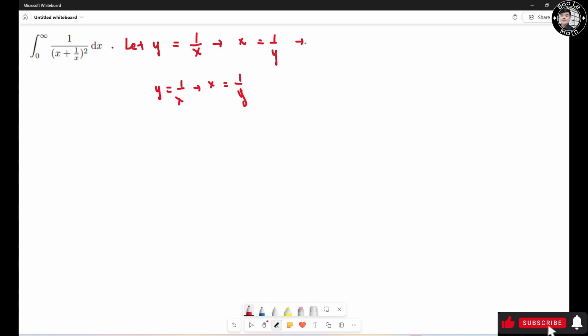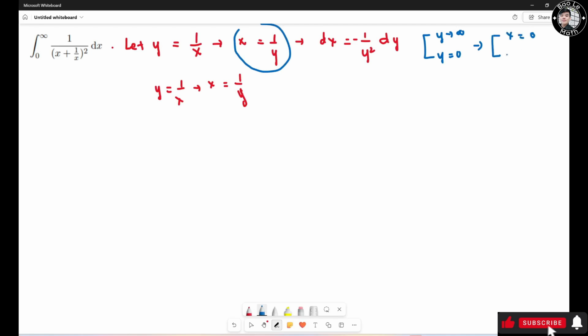So we're going to take the derivative both sides. So it will be ds equals 1 over y squared. Don't forget the negative side right here, dy, right? Now we need to change the limit. The upper limit is going to be infinity, right? Y approaches infinity, and lower limit y equals 0, right? So we substitute over here. We get s equals 0 and s approaches infinity, right?